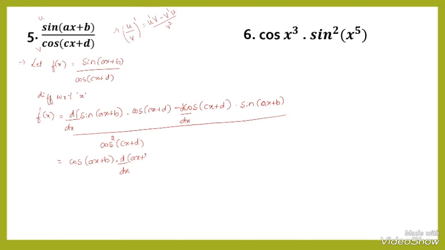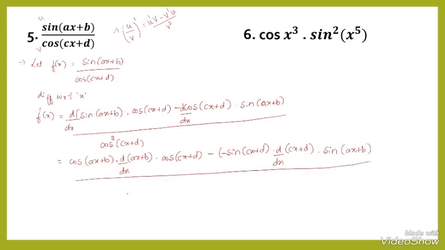ax plus b into cos of cx plus d minus differentiation of cos function, that is minus of sine cx plus d into, in place of x we have cx plus d, that's why again I have to differentiate d by dx of cx plus d into sine of ax plus b, again whole divided by same cos square of cx plus d.